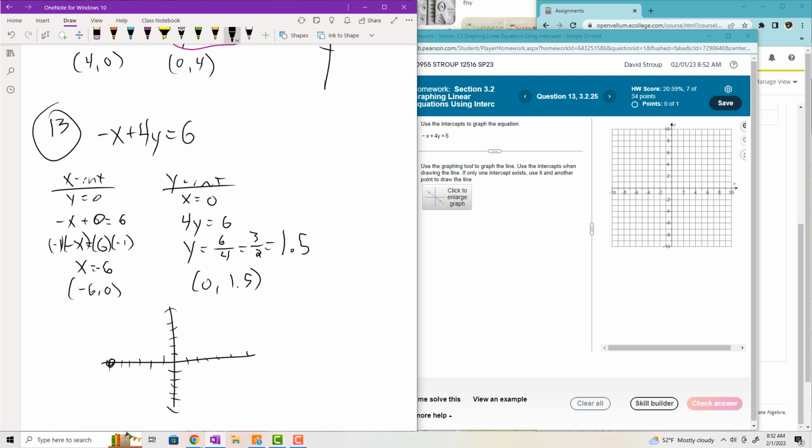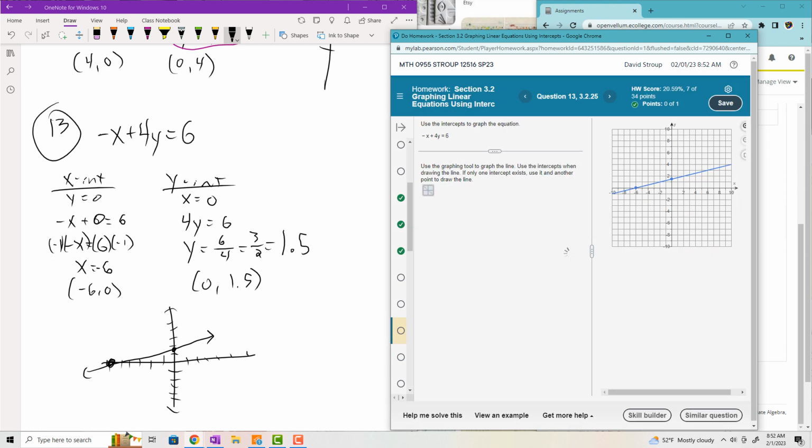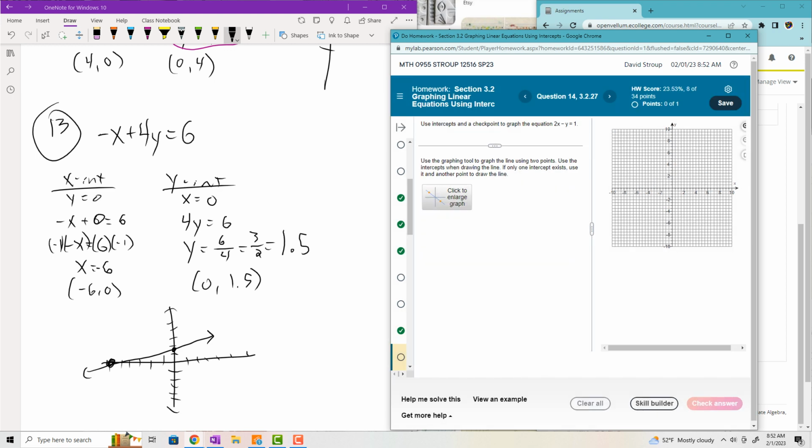So negative 6, 0 is way over here. 0, 1.5 is in between 1 and 2 on the y-axis. Connect your dots, put arrowheads on them. Okay, so over here in my math lab land, you're going to hit on that second tool. And then you're going to go negative 6, 0 is right about there. And then you're going to hit 0, 1.5 right about there. Check your answer, and you're good to go.